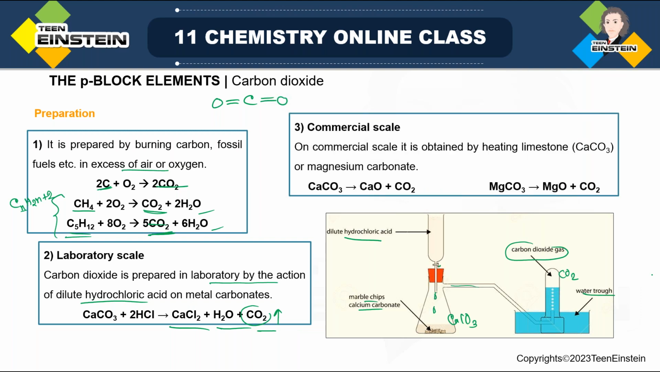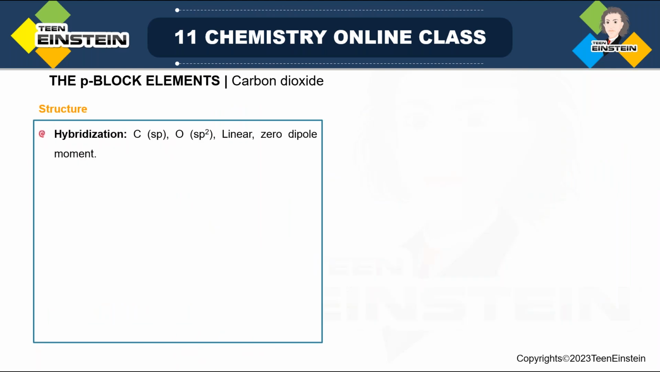There is one more method, which is a large scale method, that is commercial scale. In this commercial scale, we will again use calcium carbonate or we can use magnesium carbonate. But now we are not using any other reagent, we are simply heating it. So it is decomposition of CaCO3 or MgCO3, and in both cases the reactions are the same because Mg and Ca are both group 2, so their behavior is alike. Calcium oxide or magnesium oxide we get as a byproduct, but the actual product we are trying to make is carbon dioxide. So after preparation of carbon dioxide, next we have to see its structure.